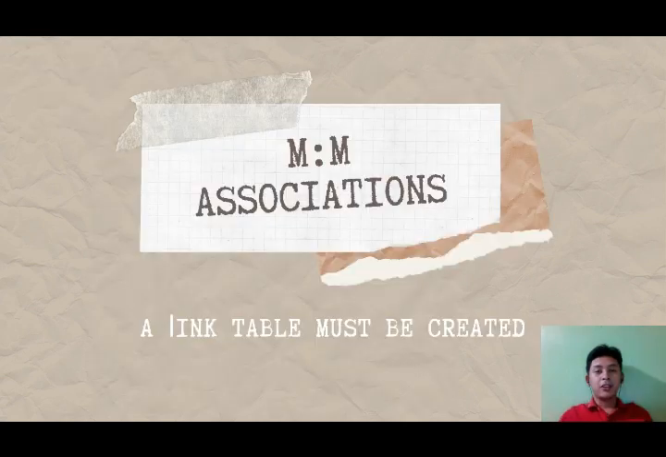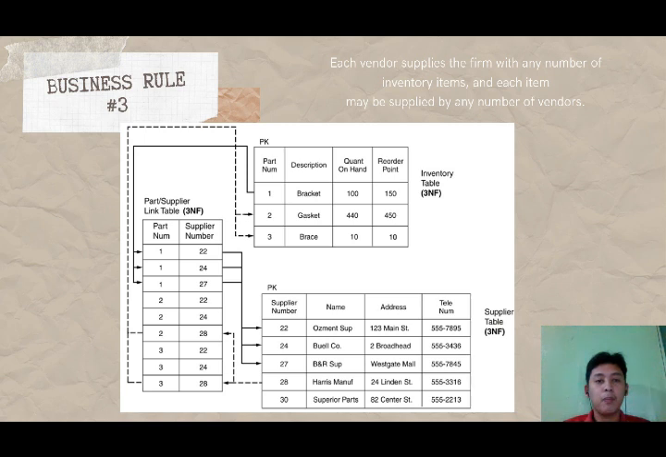The next key assignment rule will be the many and many association. In this type of association, there is a need to create a link table. A link table is composed of primary keys of two related tables. For example, business rule number 3. Each vendor supplies the firm with any number of inventory items, and each item may be supplied by any number of vendors. Here we could see both the primary keys of both tables are present in the link table, which is the part number and the supplier number.